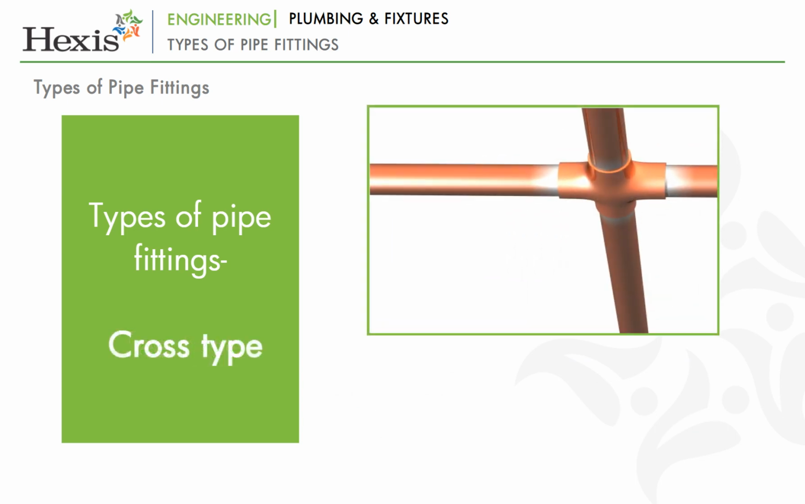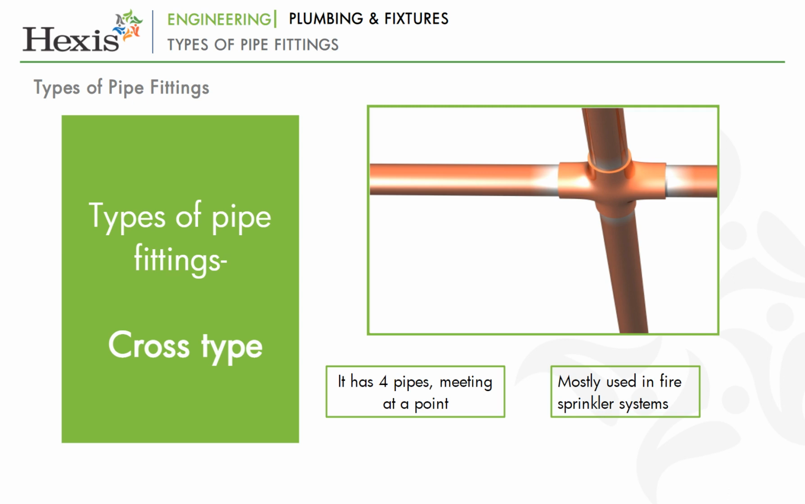Cross type. Cross type fittings are used when there are four pipes meeting at a point, as it contains four openings in four directions, generally used for fire sprinkler systems. These fittings may generate more stress on the pipe as the temperature changes, as they are located at the center of four connection points.